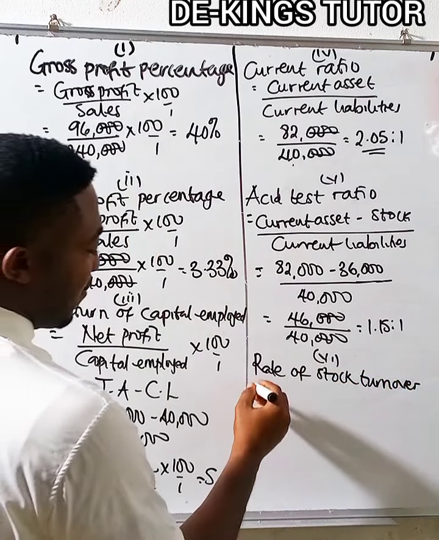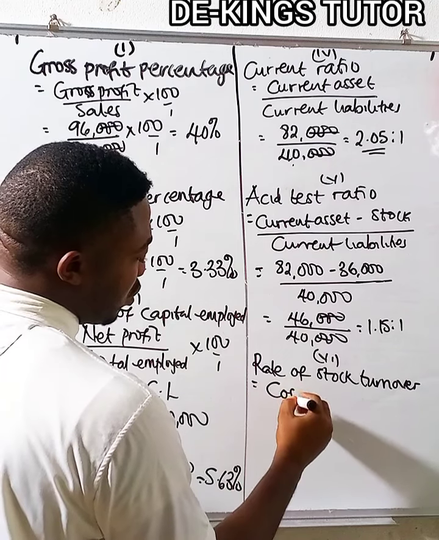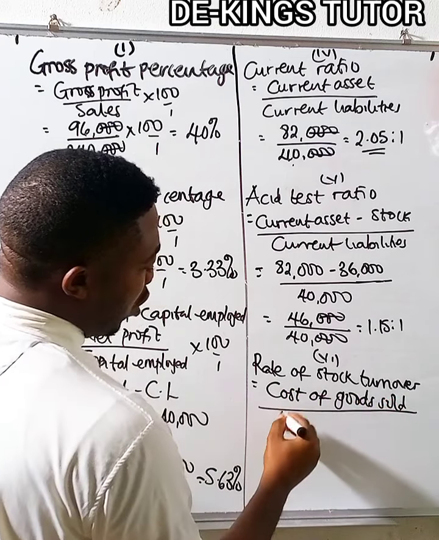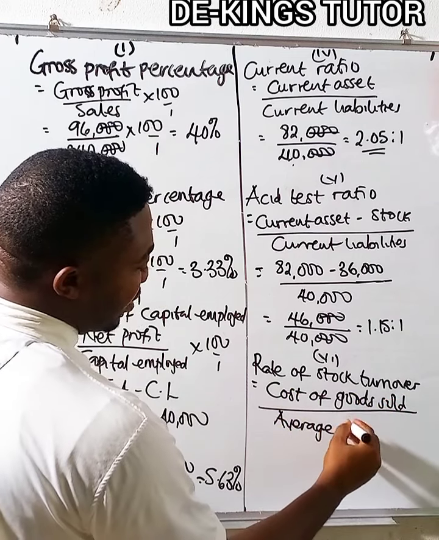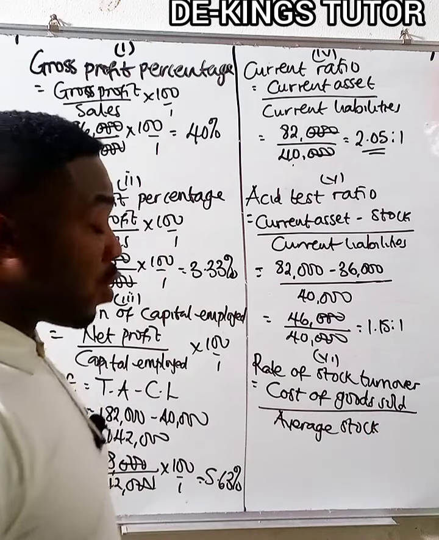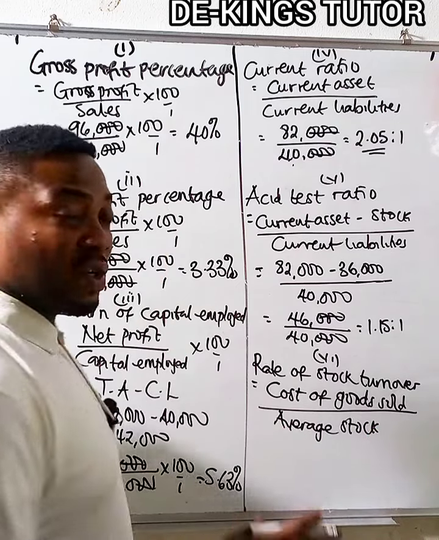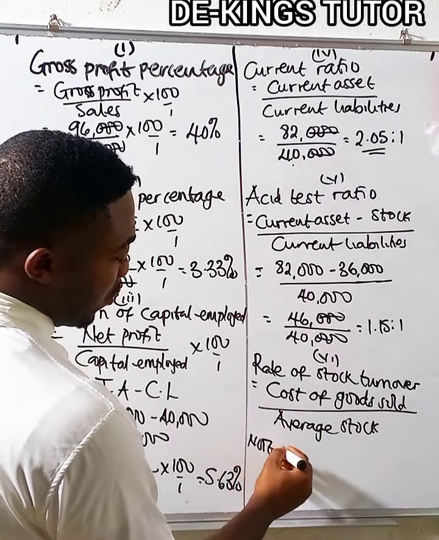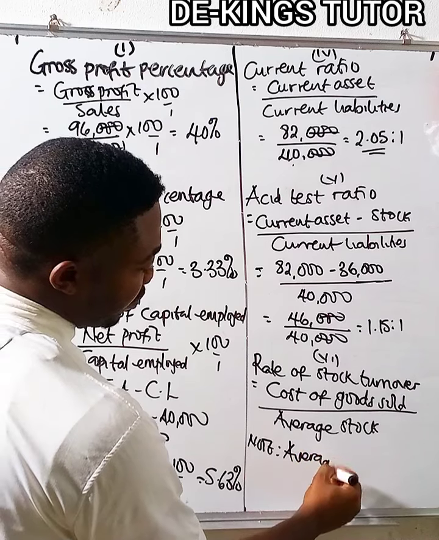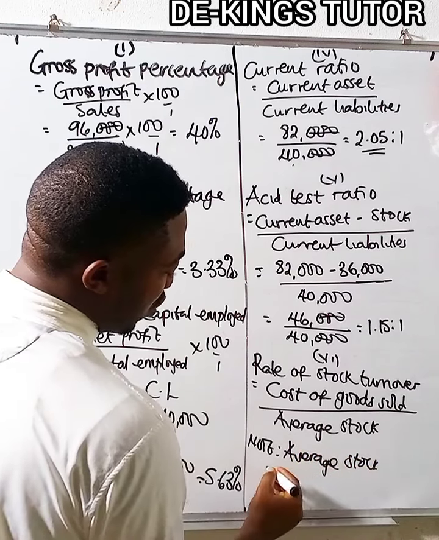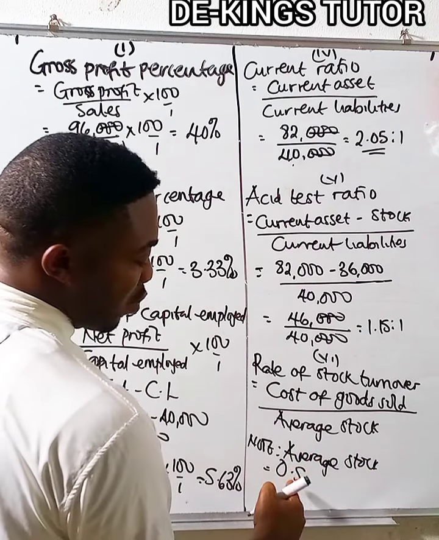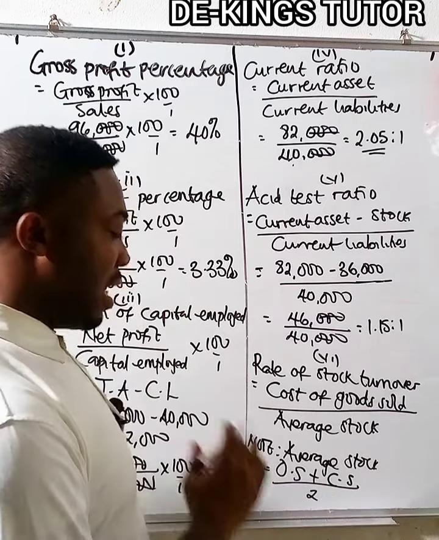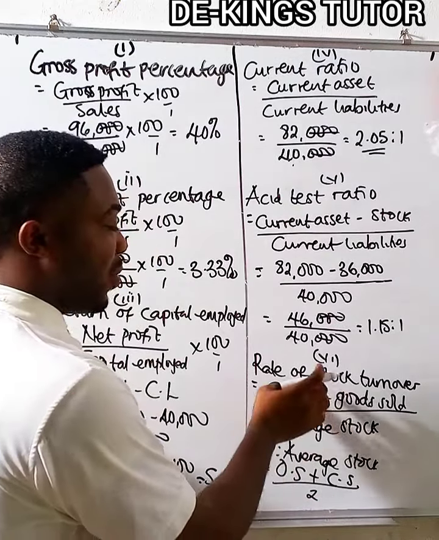The rate of stock turnover is giving us cost of goods sold over average stock. Now the average stock is not given explicitly, so we have to calculate it. Now how do we get average stock? We note that average stock is equal to opening stock plus closing stock, all divided by 2. That's what will give us the average stock before we can put it into this formula to get the rate.